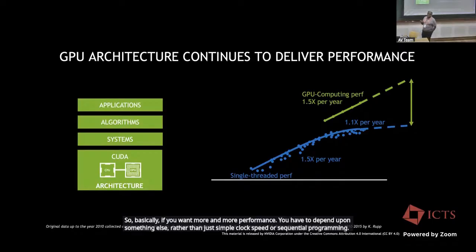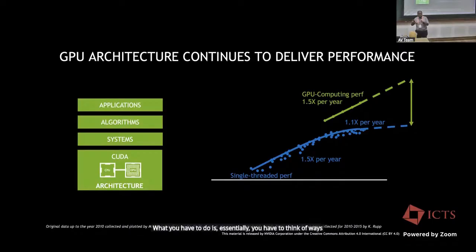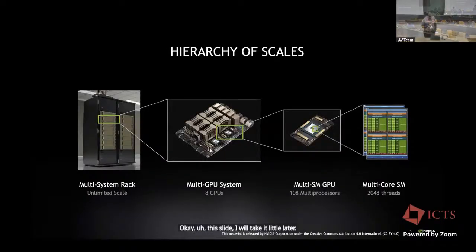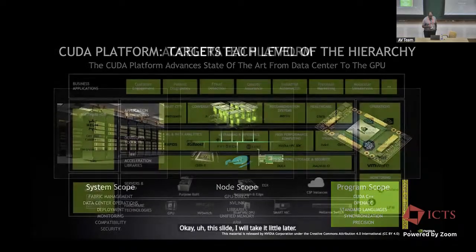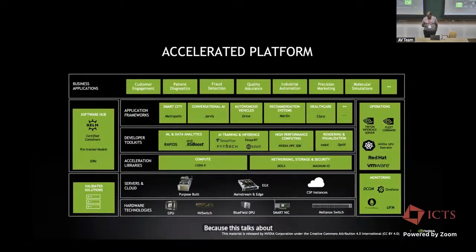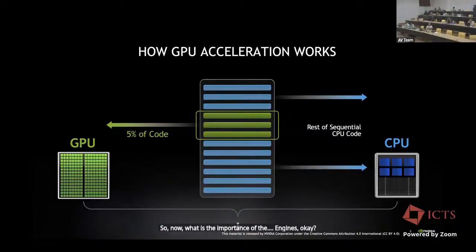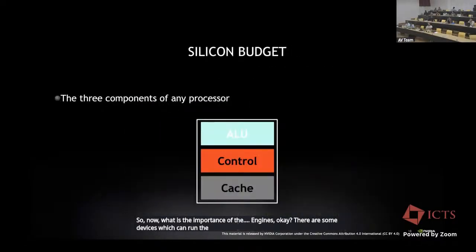What you have to do is think of ways to run the tasks in parallel. This slide I will take a little later, because it talks about multiple scales, okay? Now, what is the importance of the engines? There are some devices which can run tasks in parallel very well.